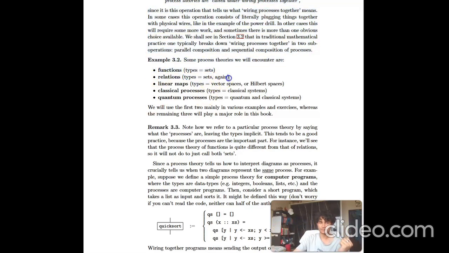Similarly, relations are pretty much the same as functions, just looser. And linear maps take vector spaces to vector spaces, or vector spaces to Hilbert spaces, or vice versa, etc. Classical processes are regular classical systems like an oscillating spring, and quantum processes are things like superposition particles. I'm not well versed enough to talk about quantum processes at all. My only expertise is from a math perspective. The only reason I care about this book is because I want an easy intro to category theory in a practical way.